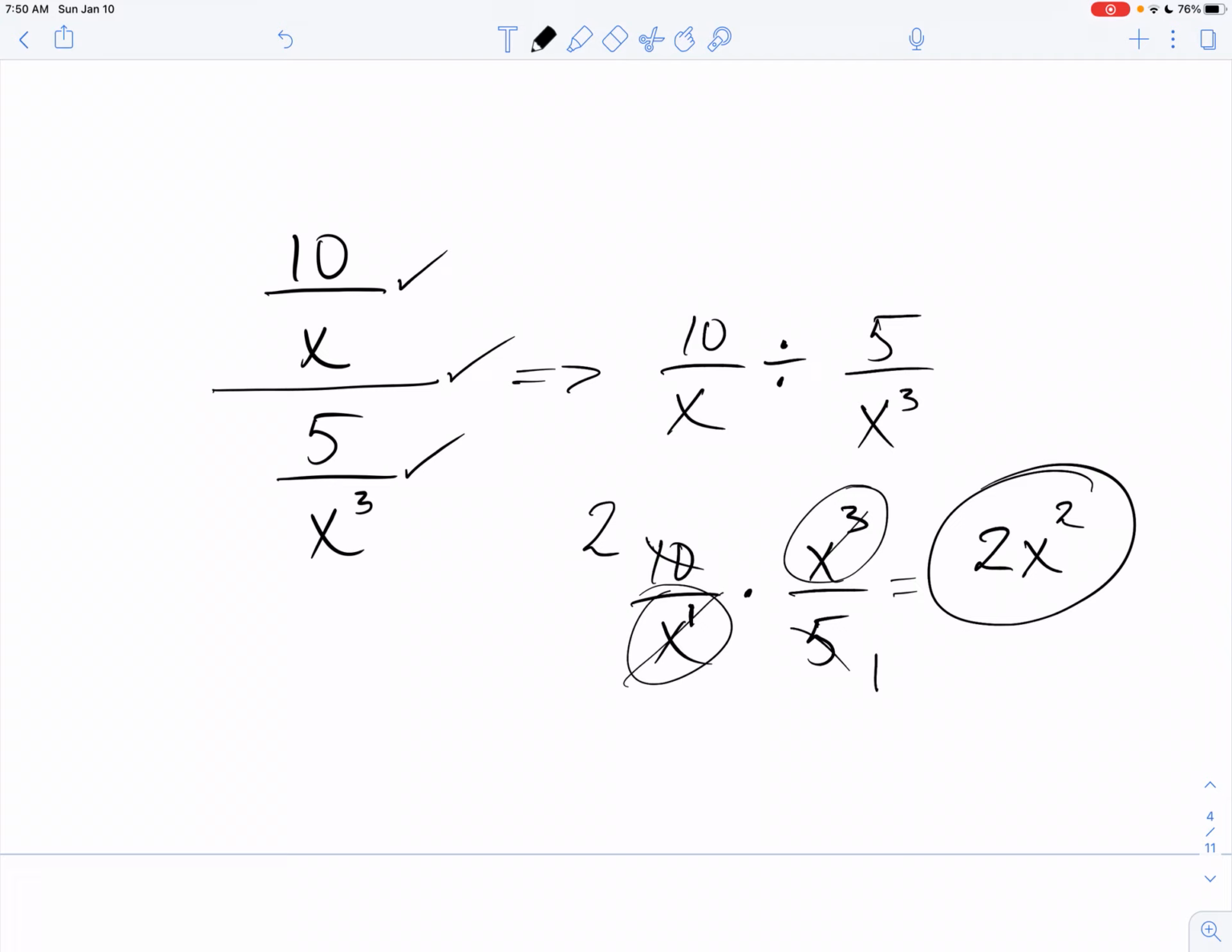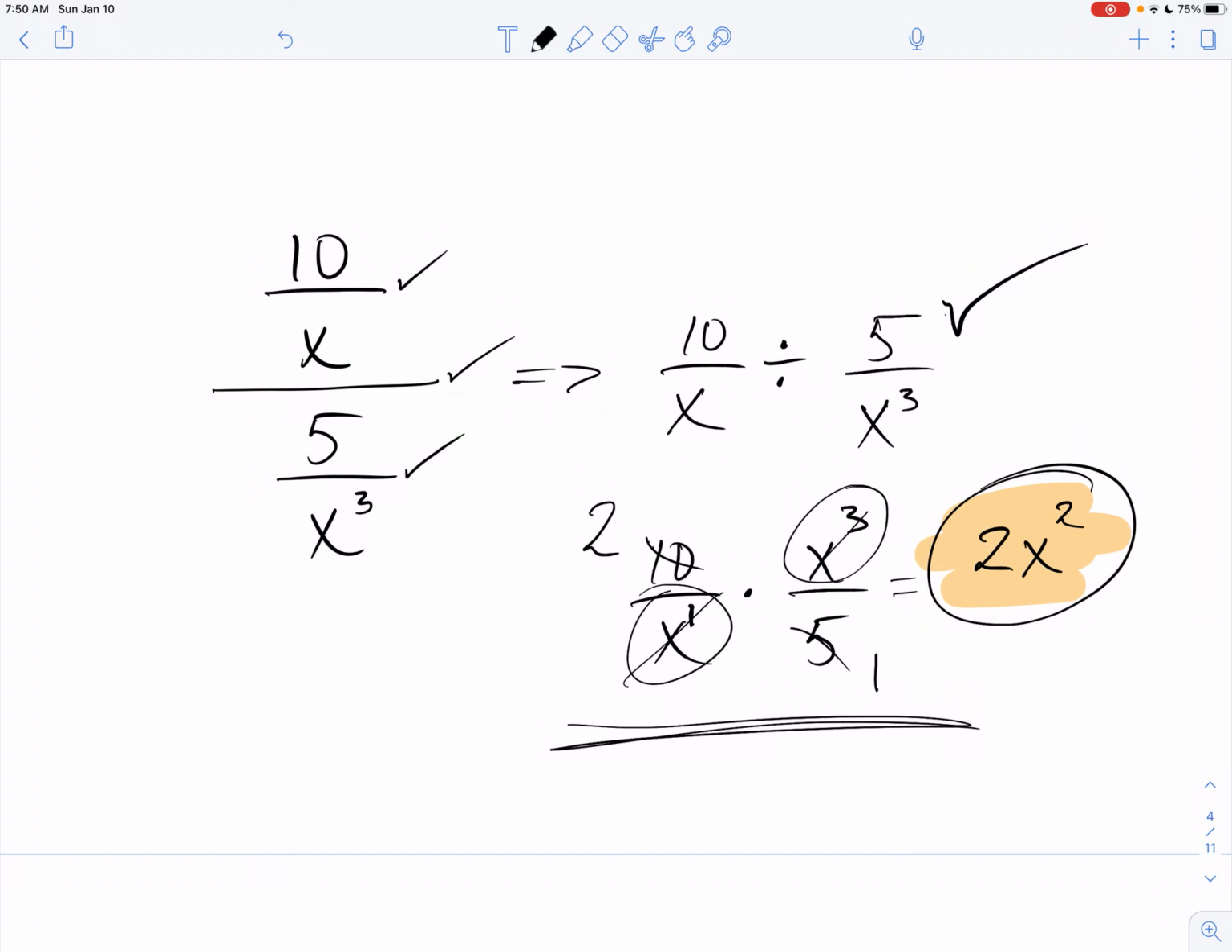To simplify a complex rational expression, remember that just means double fraction. To simplify it, if it's type 1, rewrite it like a division, and then do what you've done since the beginning of time. Try to cross-cancel some stuff, organize your information, and you get a nice, simplified answer.